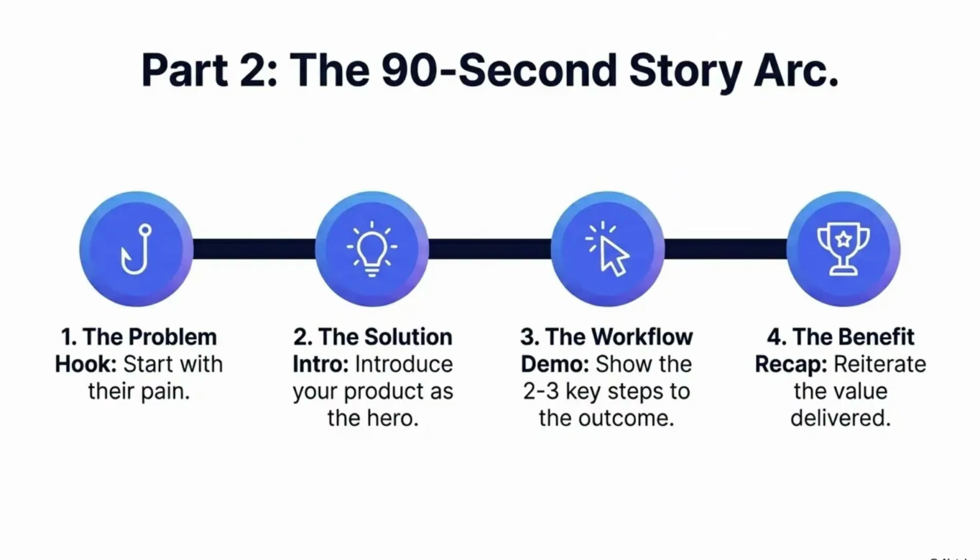In part 2, the 90-second story arc. Your demo video shouldn't be a full manual. What it should be, though, is a short, compelling story. The ideal length is between 60 and 120 seconds. I know some of you might be thinking, whoa, that is super short, but it's actually just enough time to tell this story without losing your viewer's attention. And that attention part is super specific now because it's getting shorter and shorter. So we've broken it down for you just to get it very clear.